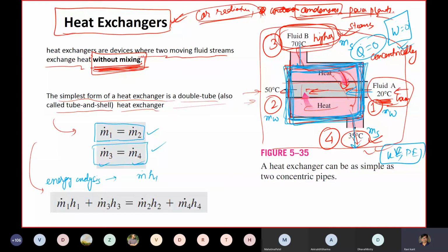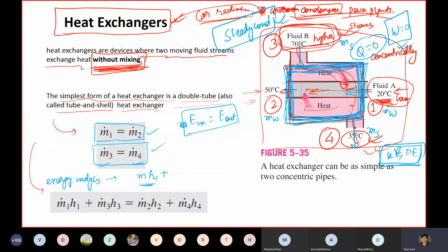So m dot h1 is the energy with the first fluid that is entering. Energy in is equal to energy out at steady condition. Needless to say, it is happening at steady conditions. I am not talking about unsteadiness right now, otherwise some other terms will come. For steady state, dE by dt is 0, so it boils down to energy in equals energy out.